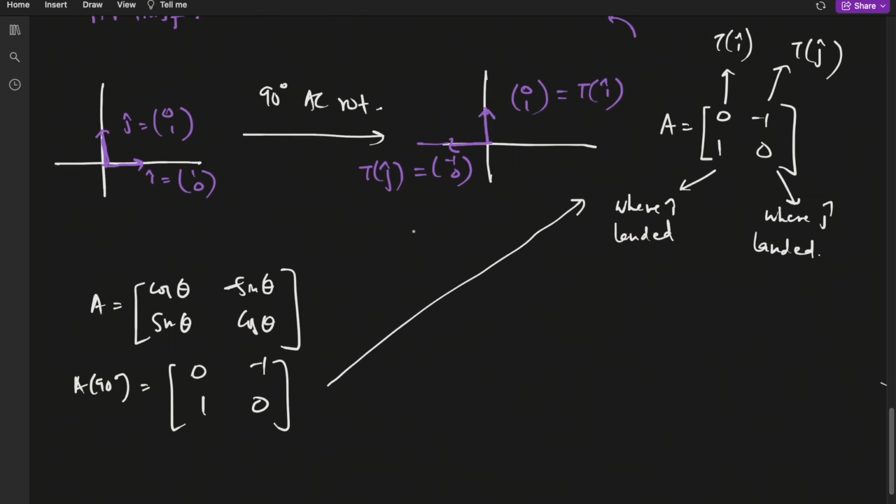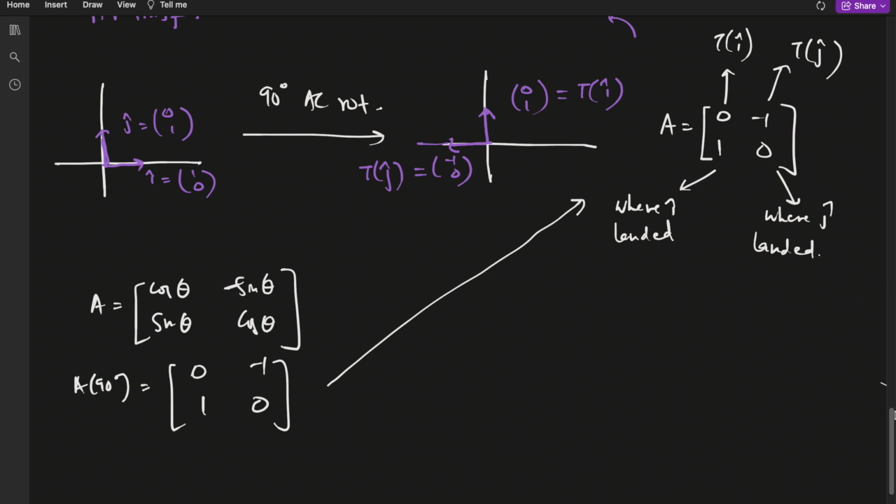So before the transformation, I had was at 1 0 and j at 0 1. You do a 90 degree anti-clockwise rotation, you landed here. Now someone asks you what is the matrix representation of this linear transformation? Very simple. The first column is where i had landed, the second column is where j had landed. That's all you have to do.